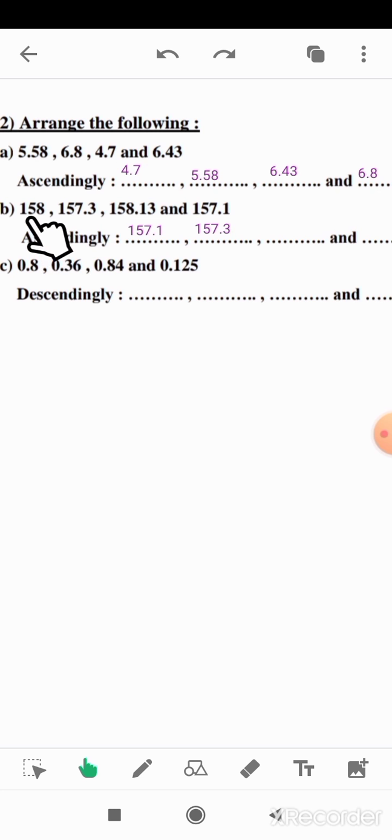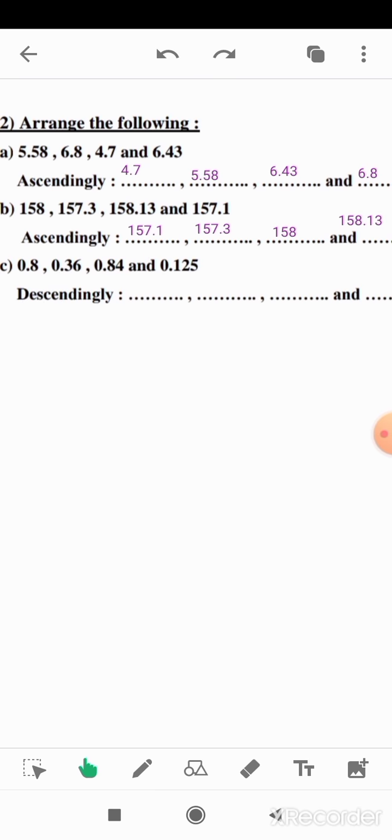And I have 8 and 8 here. So after 8 there is no number. After 8 we have point and 13. So I will take 1 and 158 and 158.13.